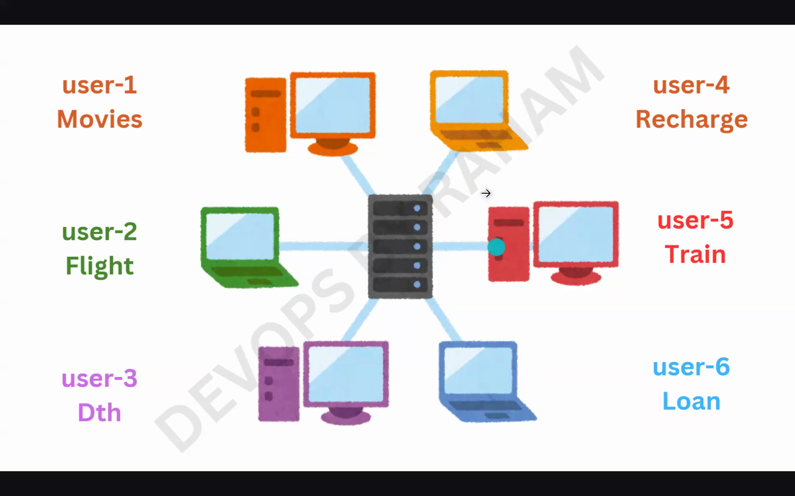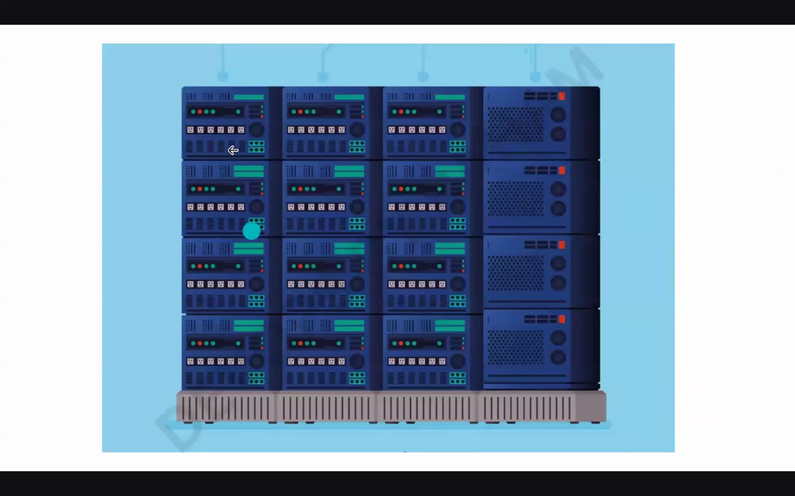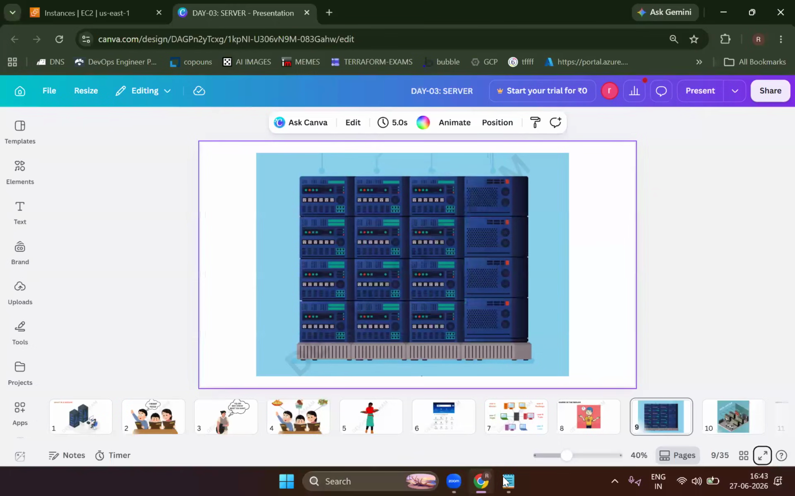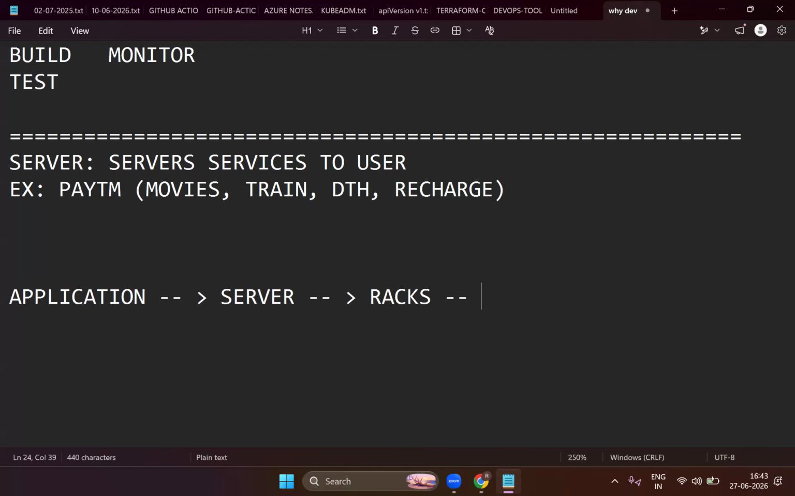Okay. Servers are going to be stored in the form of racks actually. Group of servers can be called as racks. That means if you see the logical explanation, first of all, we have application. Application is inside server. And server is inside where? Racks. But where the racks are? Racks are inside data centers.